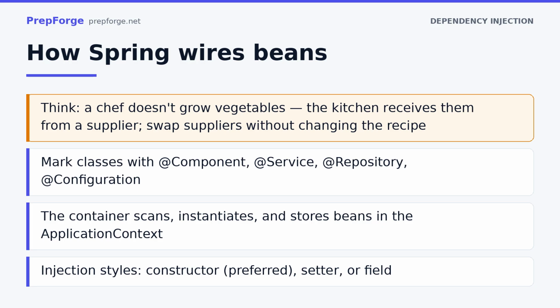In Spring, you mark classes as beans with @Component, @Service, @Repository, or @Configuration. Spring's container scans for them, instantiates them, and stores them in the application context. When a bean needs another, Spring injects it by constructor, by setter, or by field.